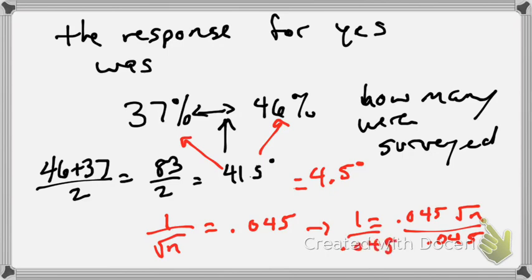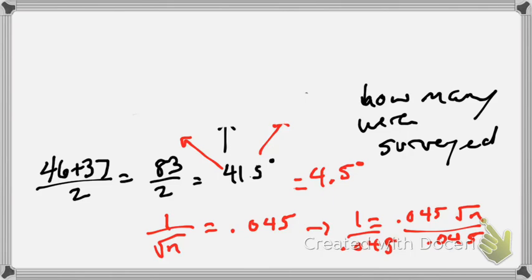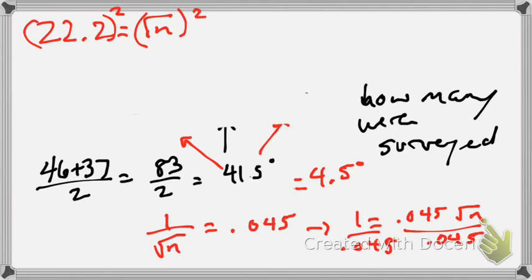So I'm going to get, and I'm going to erase this stuff on the top here. Alright. So I have 1 divided by 0.045, and that is 22.2, and that equals the square root of n, and then we square it on both sides to get rid of the square root. So it's going to be just under 494, so 493 people. So that tells you that 493 people were surveyed with this.